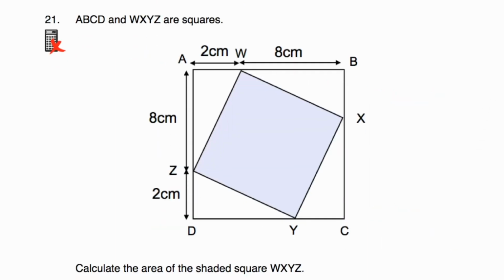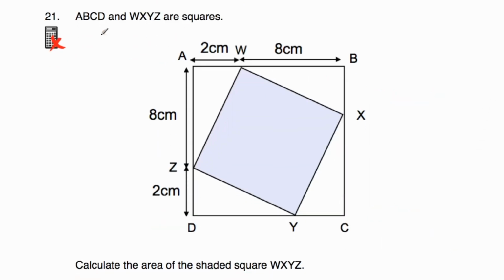Okay, and let's have a look at our last question, question number 21. We're told that A, B, C, D and W, X, Y, Z are squares. So this whole shape is a square and this shape is a square. And we're asked to calculate the area of the shaded square W, X, Y, Z. If you have a look at A, B, C, D, you can see that's a square, but it has 1, 2, 3, 4 triangles and then the area of the region that we want to find.